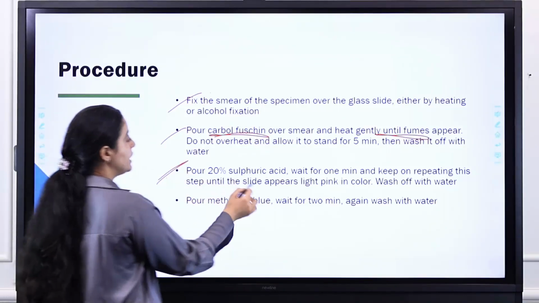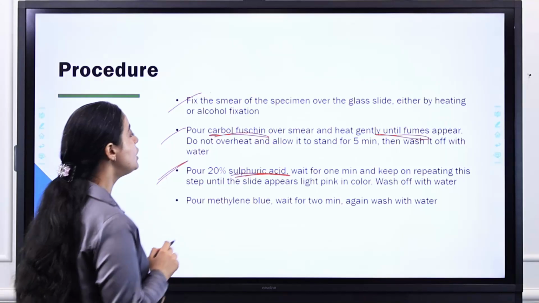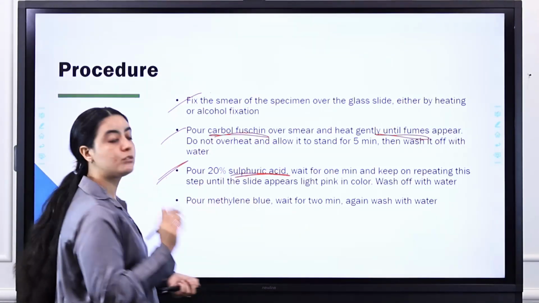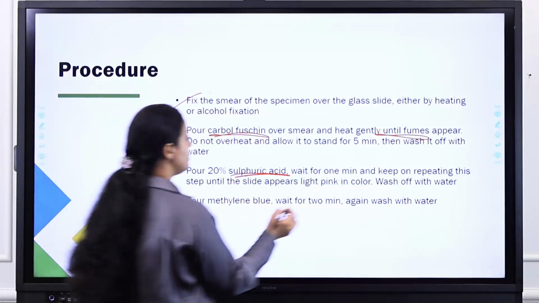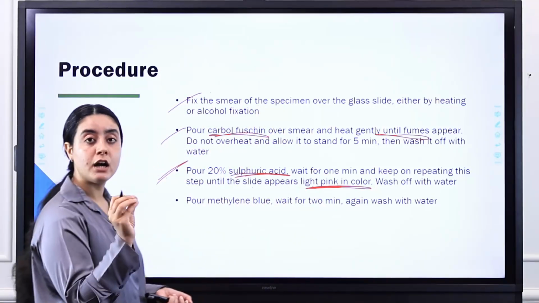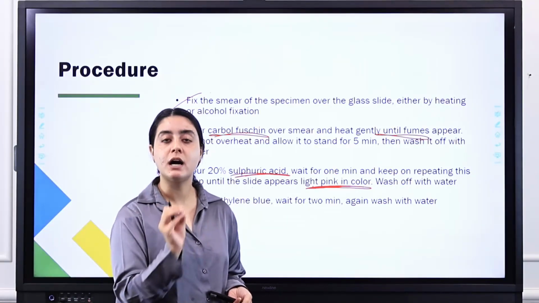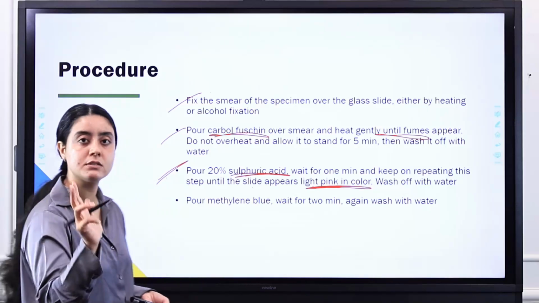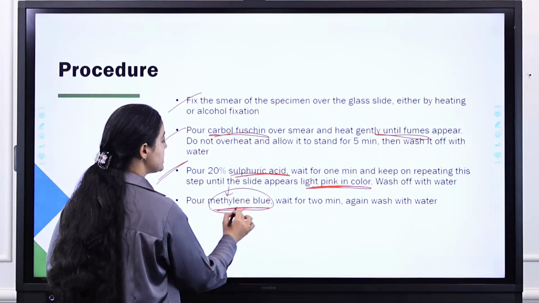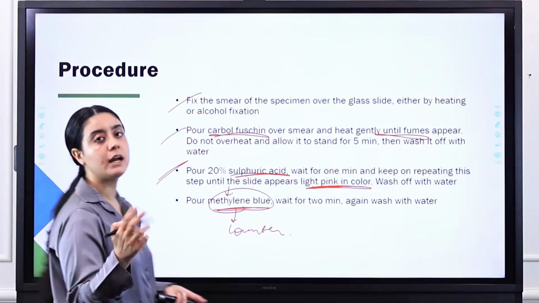Then we have to pour our next, the sulfuric acid. What is the sulfuric acid? It is used to decolorize. We have to repeat this step, pouring 20% sulfuric acid, until it starts appearing pink. This will be the next step. Then the third step will be the methylene blue. This is our counter stain. So pour methylene blue for 2 minutes and then wash it.